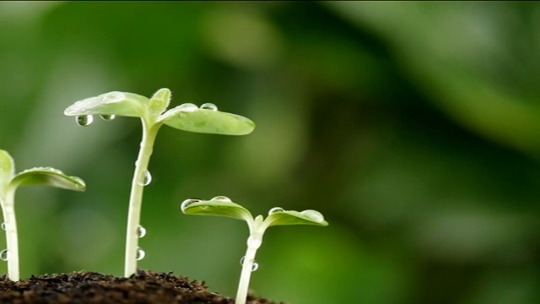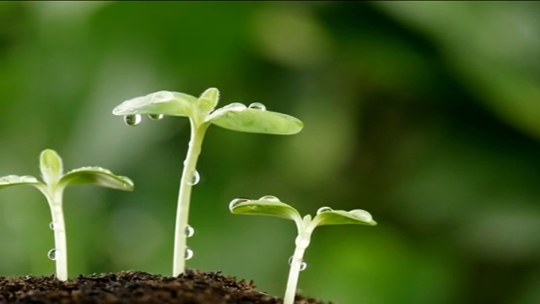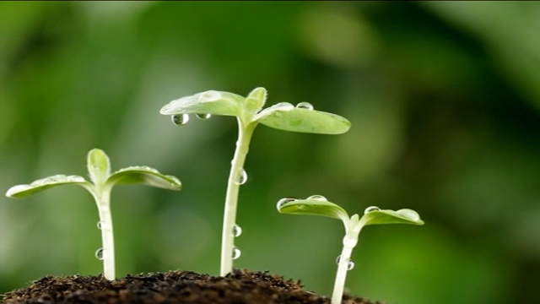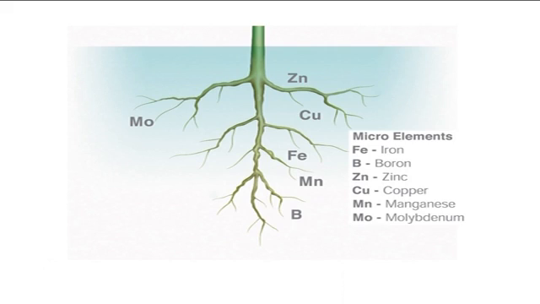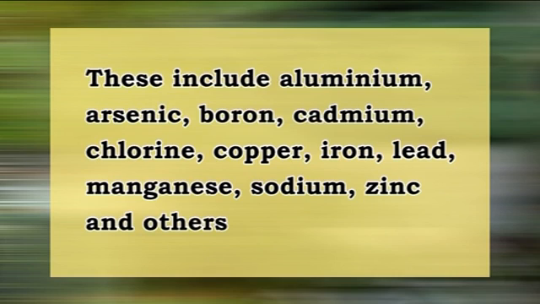Let us come to the second aspect, micronutrients of soil. In addition to macronutrients, there are various trace elements that are necessary for plant growth. These trace elements are needed in smaller quantities than macronutrients. If a trace element is required for plant growth, it is called a micronutrient. These include aluminum, arsenic, boron, cadmium, chlorine, copper, iron, lead, manganese, sodium, zinc and others.